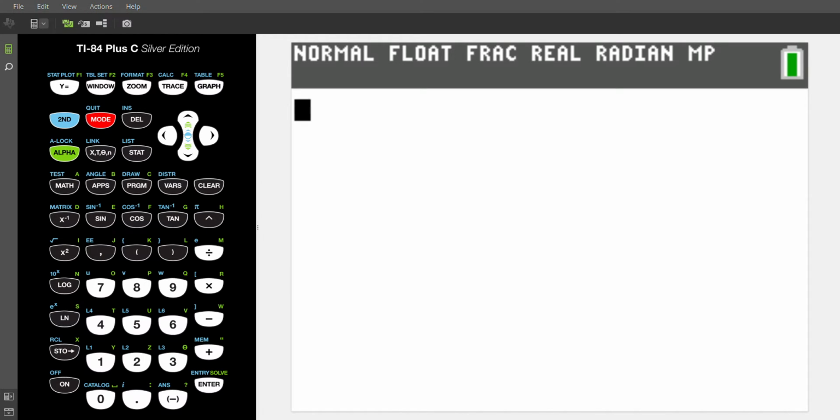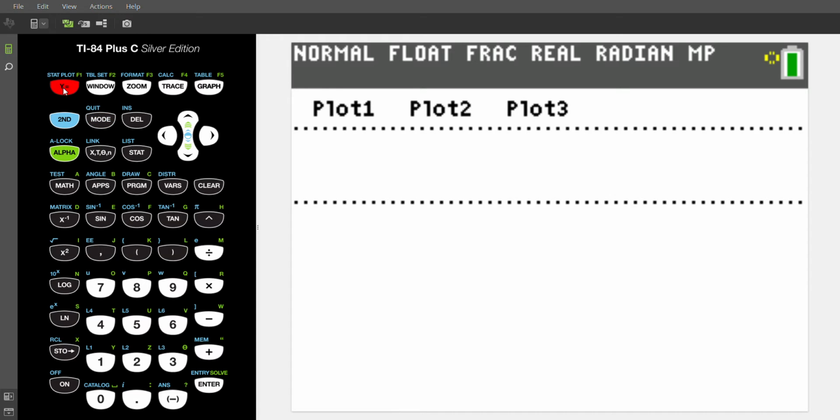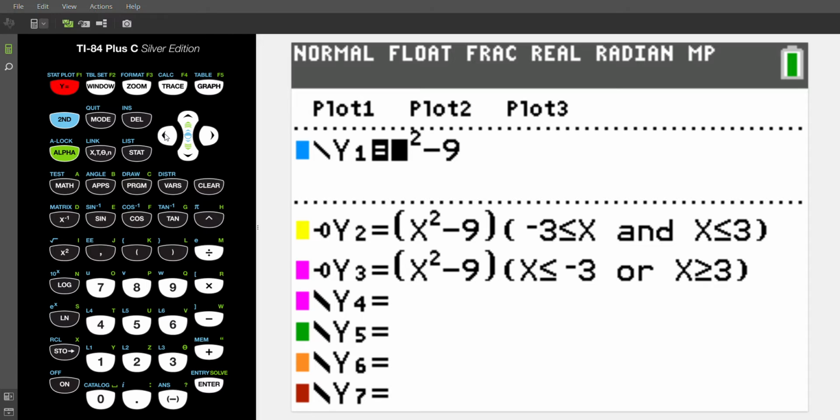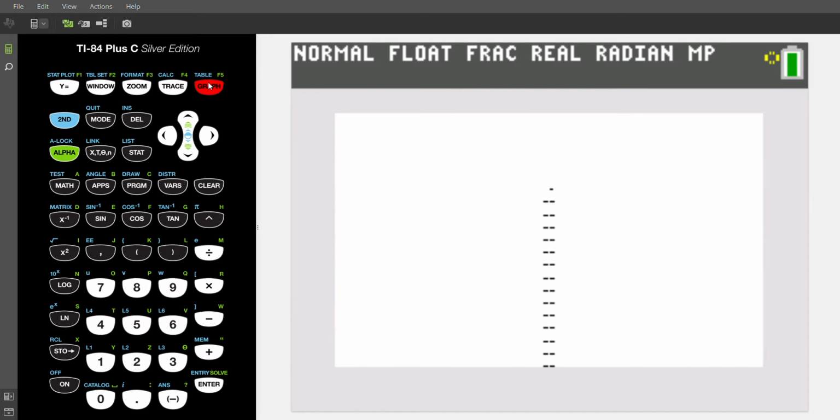So in this video, I'm going to try to give you a visual of where a function is positive and where a function is negative. I'm going to use, already typed into my y equals, the function x squared take away 9. And the graph of that is a parabola that's kind of shifted down, and it looks like this.